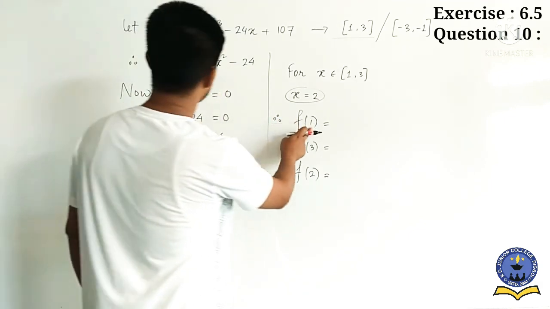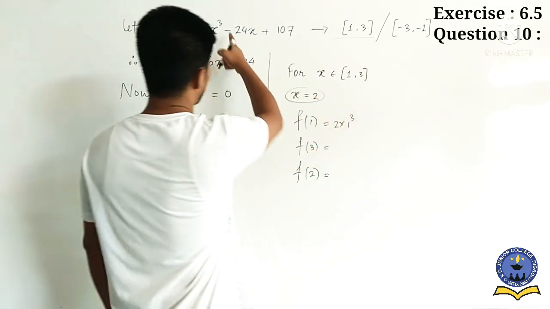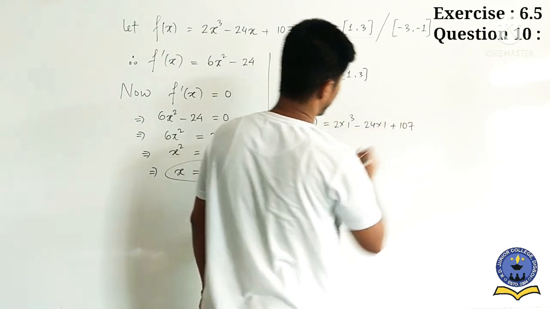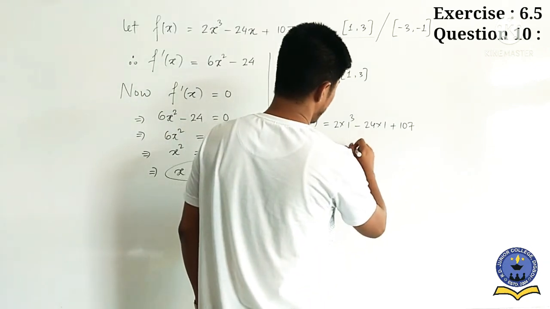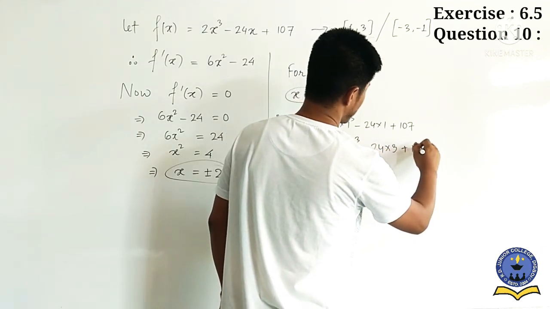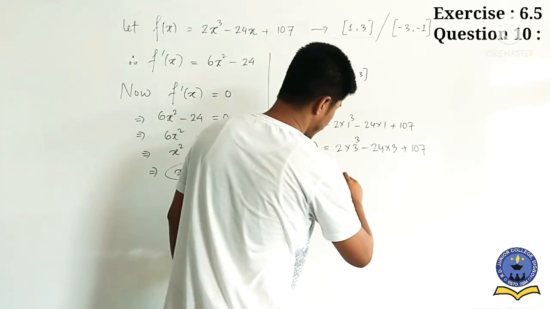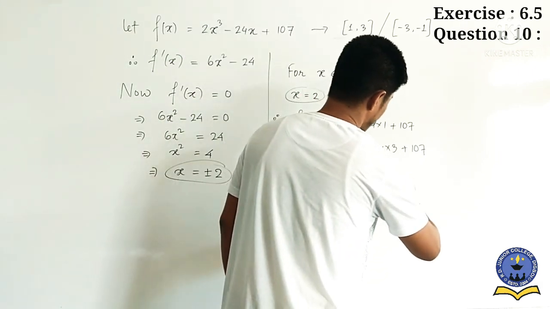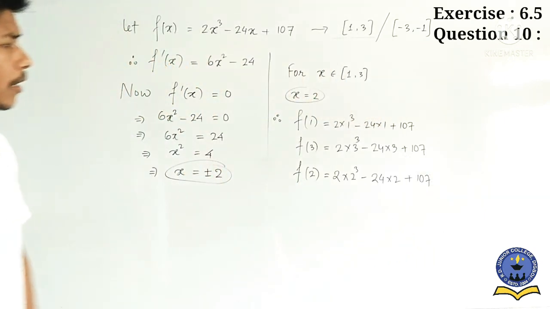When we put 1 here in the given function, we write 2 into 1 cube minus 24 into 1 plus 107. Is it clear? When we put 3, we write 2 into 3 cube minus 24 into 3 plus 107. And the last one, we put 2: 2 into 2 cube minus 24 into 2 plus 107. Now we have to calculate this result.